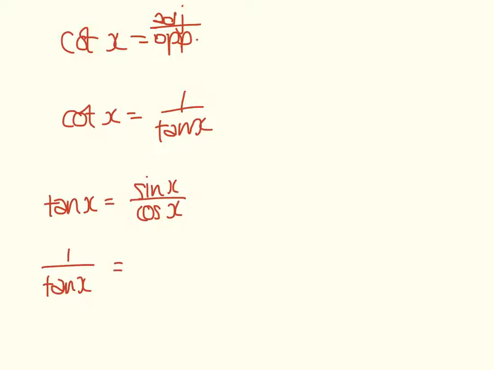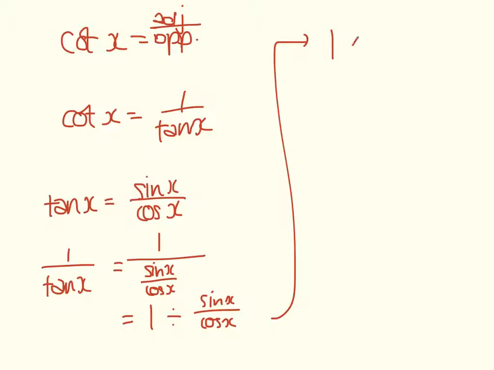Well, again, we'll do a double-decker fraction, but okay, we're doing 1 over sine x over cos x, which is 1 divided by sine x over cos x, which is 1 times cos x over sine x. So what can we conclude? Well, cot x is cos x over sine x. So if tan x is sine x over cos x, cot x is cos x over sine x. That's quite a useful thing to remember.